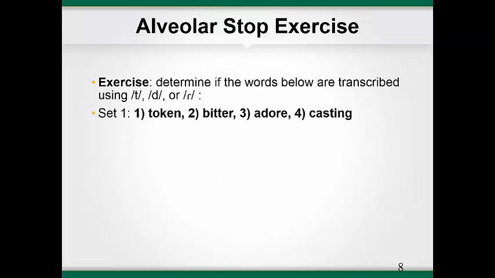Your textbook has some good exercises for learning to hear the difference between the T, the D, and the alveolar flap, but let's try a few examples. In this exercise, your job is to determine whether the T or D letters in the following words should be transcribed using the T symbol, the D symbol, or the alveolar flap. Here's the first set. Token, bitter, adore, casting.